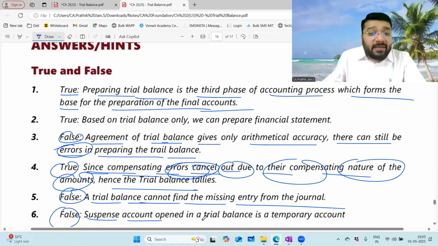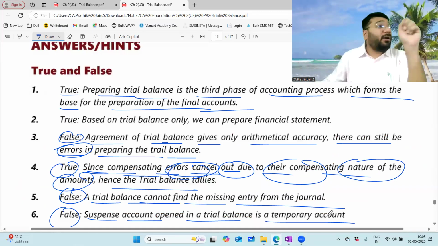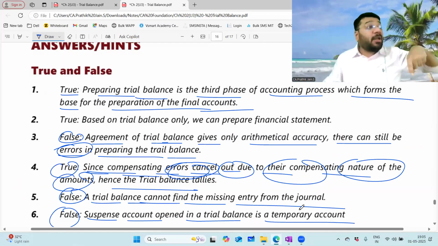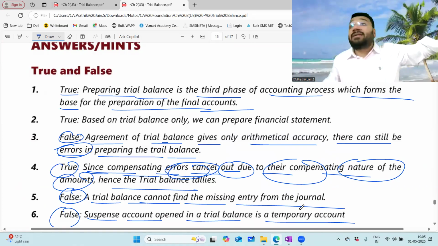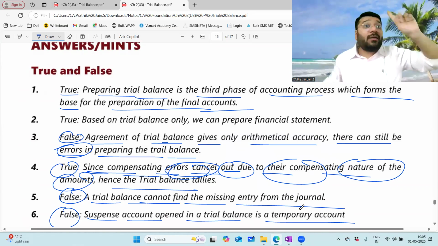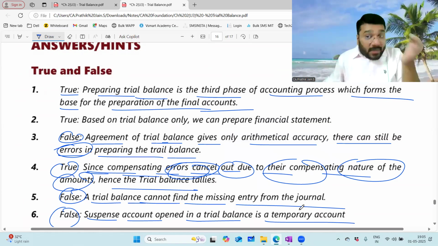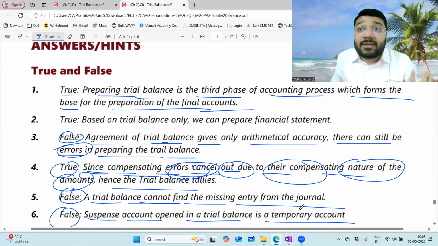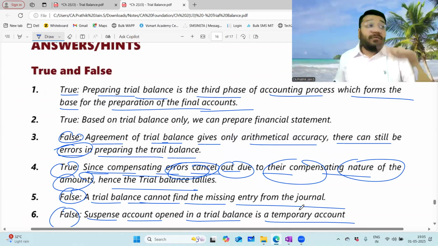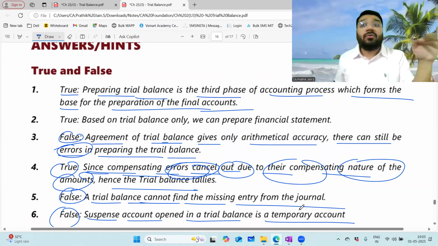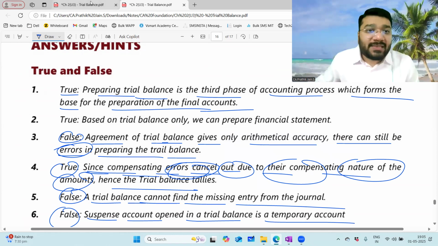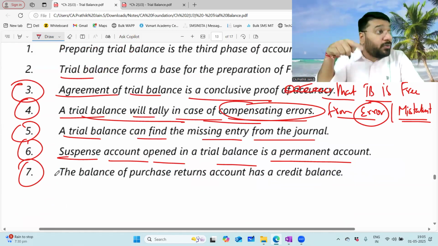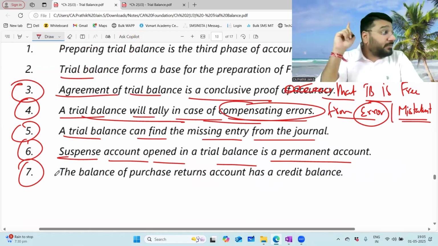False. Suspense account opened in the trial balance is a temporary account, not a permanent account. I can't keep this account permanently. Cash account, capital account, I can keep it permanently as long as the transaction is happening. But suspense account is not permanent, it is temporary. Before closing your accounts, you have to close the suspense account, because a financial statement with suspense account is not a reliable financial statement.